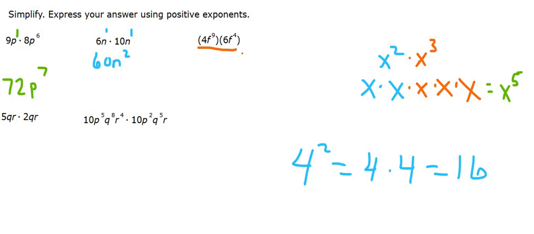The parentheses don't change anything. It's just a kind of another way of writing out multiplication. So 4 times 6 is 24. And then when we add the exponents, f to the ninth power times f to the fourth power will be f to the 13th power.